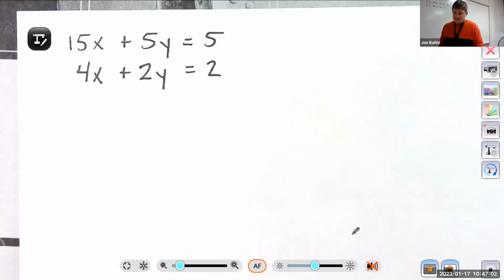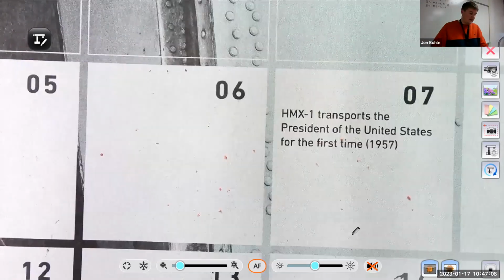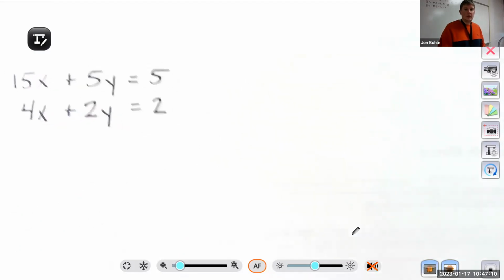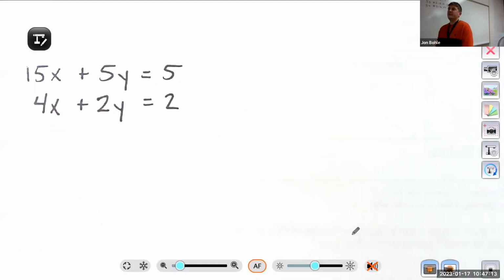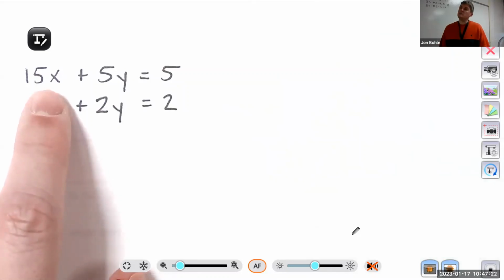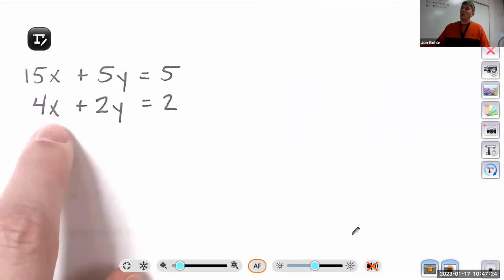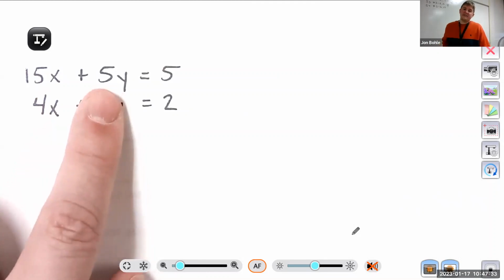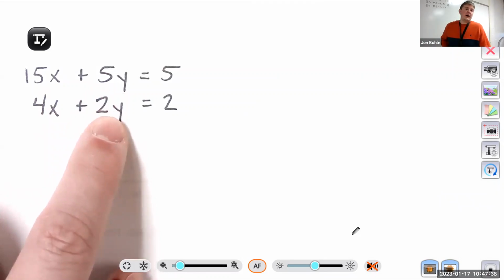So as I look at this problem, the first thing I want to try to identify is, do I have opposites anywhere in x's or y's? No. The next thing I want to look at is, what's the opposite of positive 15? Is there any nice, neat whole number I can multiply 4 by to become negative 15? Not really. Okay, what's the opposite of positive 5? Is there any nice, neat whole number I can multiply 2 by to become negative 5? No.